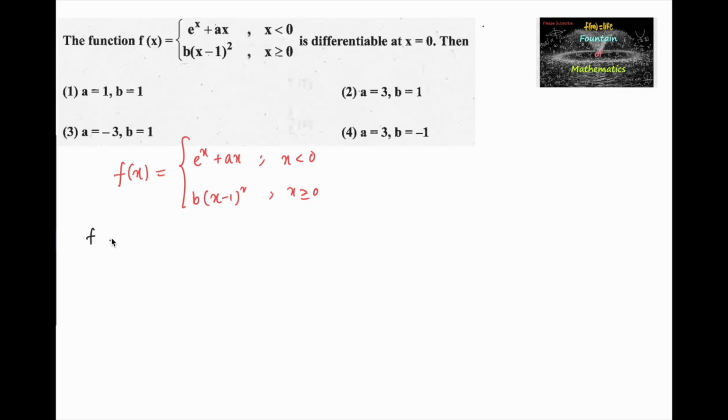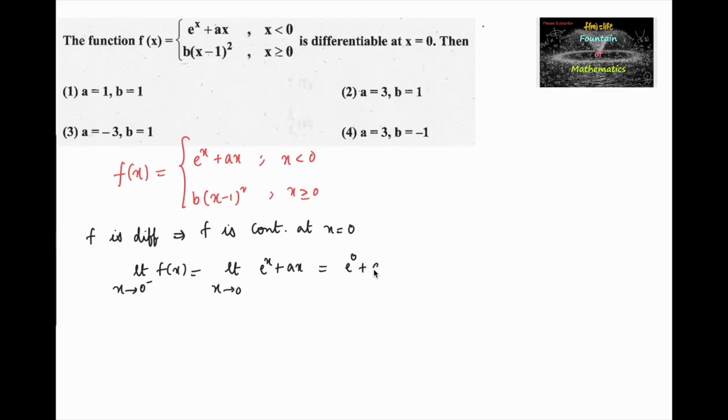Since this function f is differentiable, we can also say that f is continuous at x is equal to 0. So let us consider the left hand limit. Limit x tends to 0 minus f of x is equal to limit x tends to 0 below 0, where we consider the function e power x plus ax, which is equal to e power 0 plus a into 0, which is e power 0, which is 1.